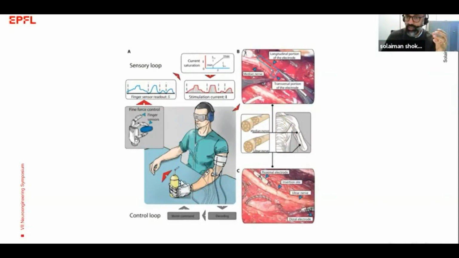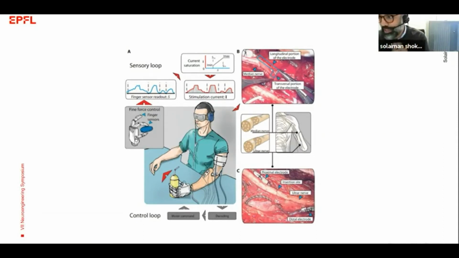This robotic hand has embedded sensors, which are pressure sensors in this case, whose readout is translated into stimulation current using a relatively simple linear function that looks at the pressure and translates it into stimulation amplitude, with a saturation function. Obviously, you don't want to go crazy high in your stimulation if the forces are very big. This readout of the sensors is then translated into stimulation parameters, which are injected into electrodes that are implanted inside the nerve.